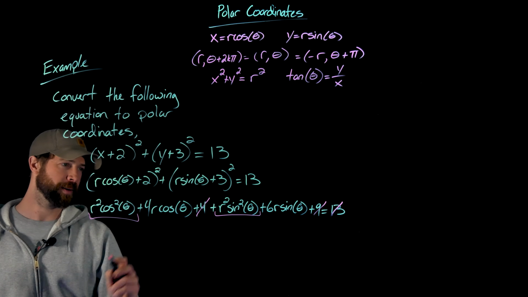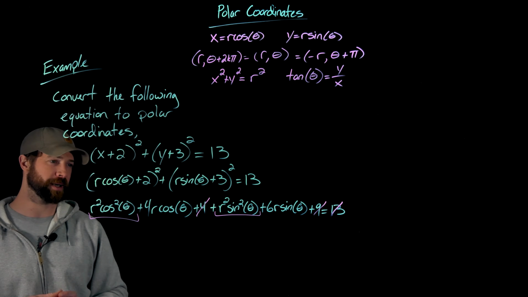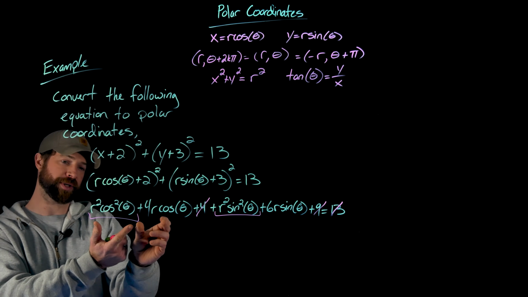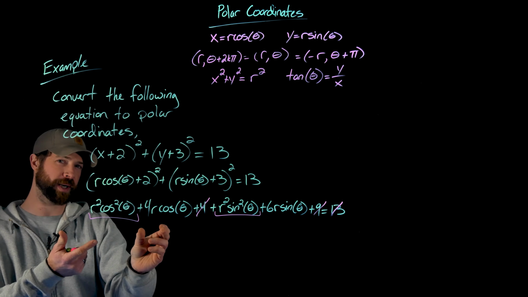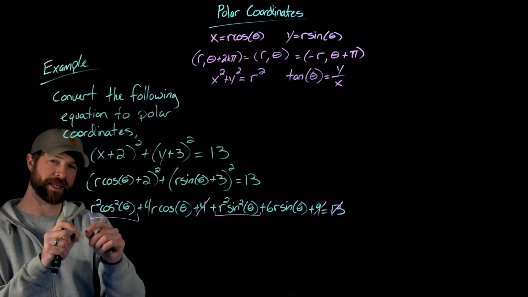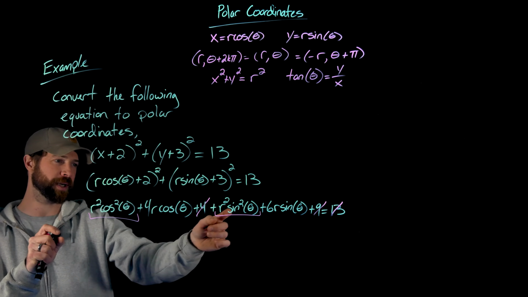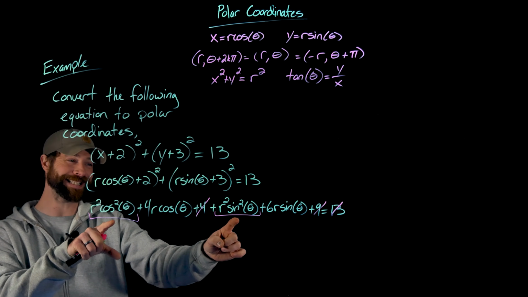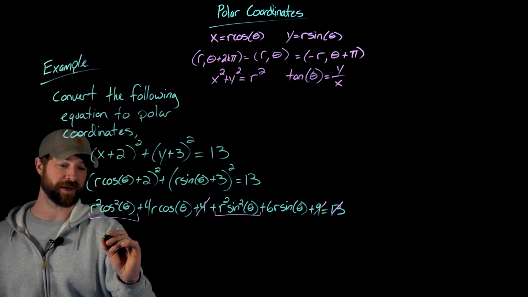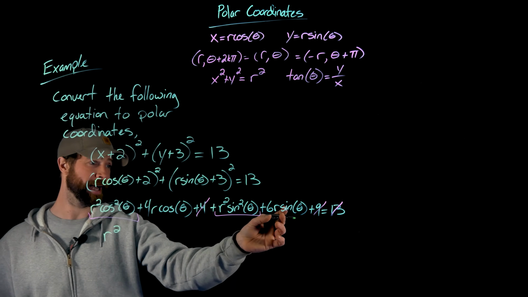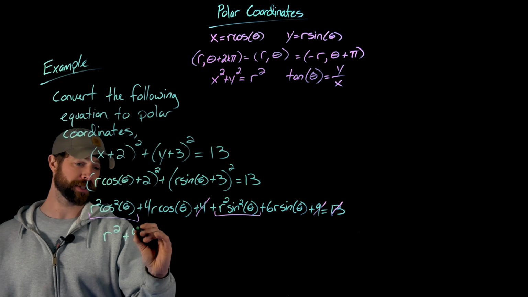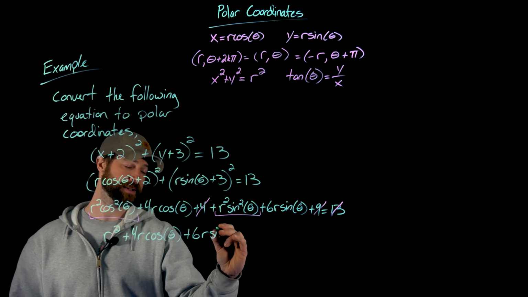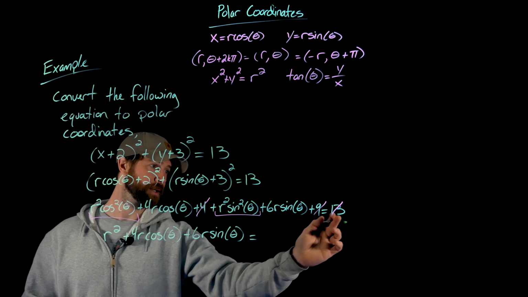What I have is r squared cosine squared plus r squared sine squared. So if I bring this r squared sine squared with the cosine squared, and then I factor out an r squared, what I'll have is r squared times sine squared plus cosine squared. But I know the cosine squared plus sine squared is 1. So I just get r squared times 1. In other words, these add together to just give me r squared. And then I still have these two terms right here. So plus 4r cosine theta plus 6r sine of theta, and now equaling 0.